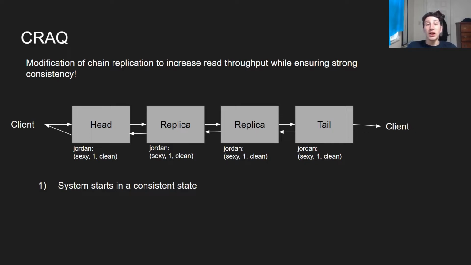Okay, now let's talk about CRAQ. So CRAQ is kind of a modification to chain replication that allows you to achieve much higher read throughput by taking reads from any of the replicas. So how can we actually do that?